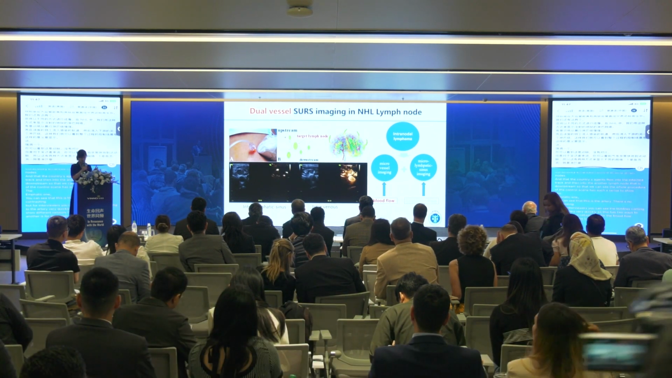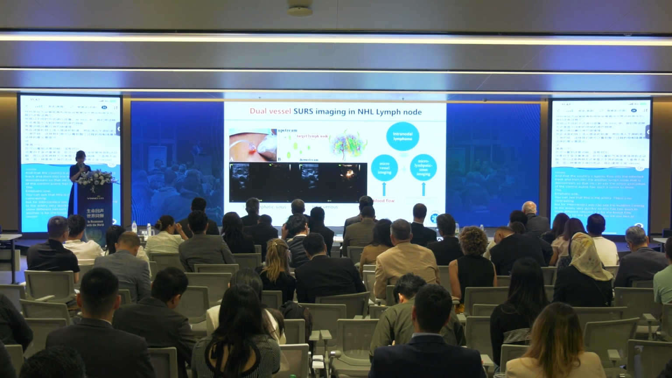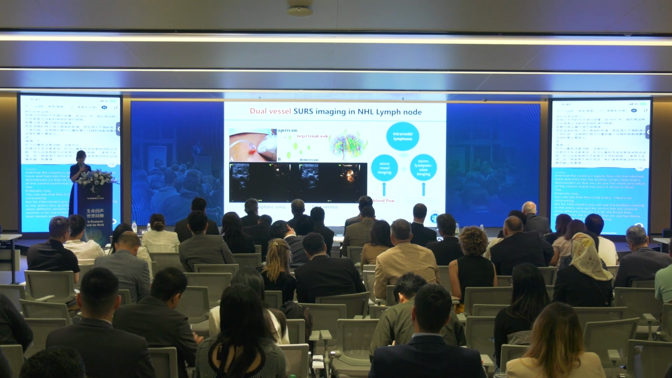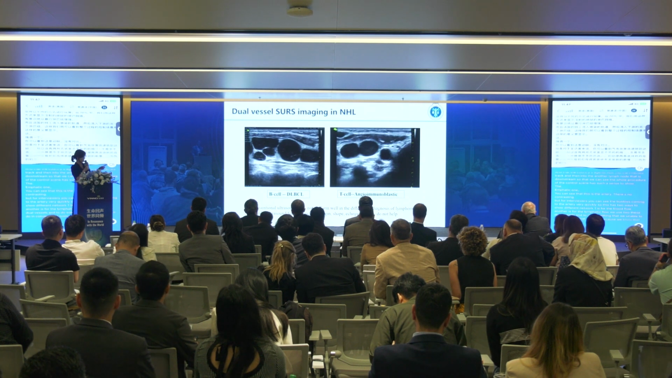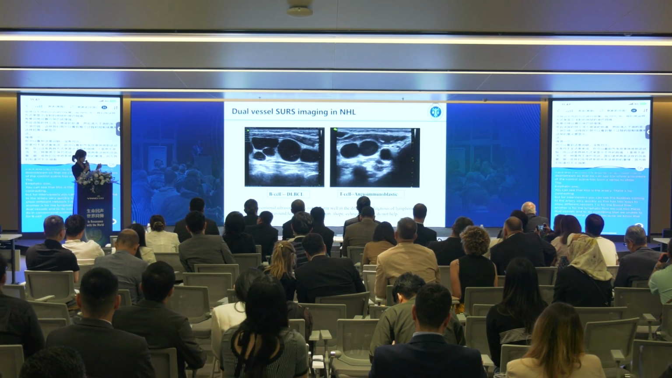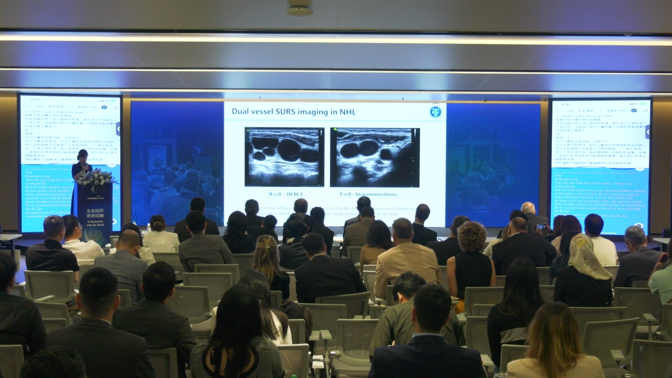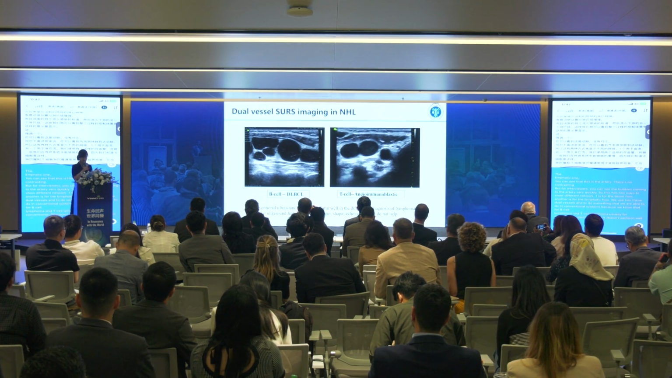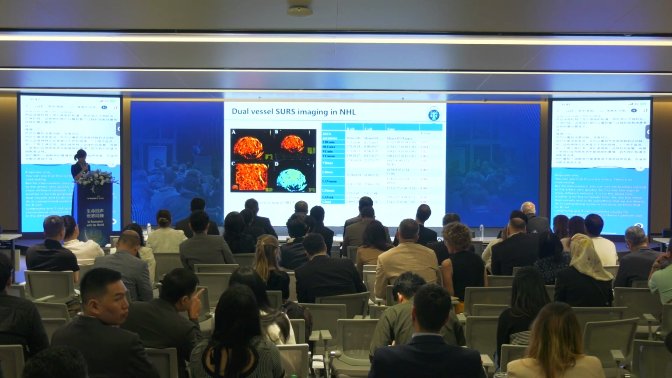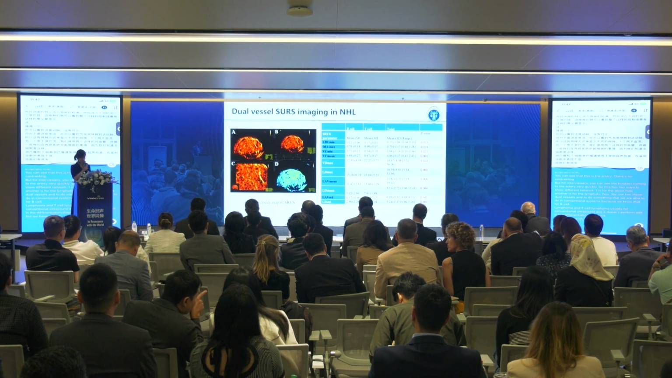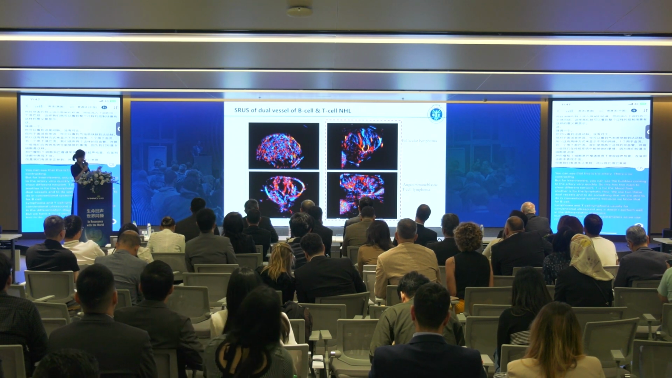We use this dual vessel SRUS to do something that we are unable to do with conventional ultrasound. We know that for B-cell lymphoma and T-cell lymphoma, conventional ultrasound usually doesn't perform well in differential diagnosis. But we have a lot of quantitative parameters, so we use these to do differential diagnosis.